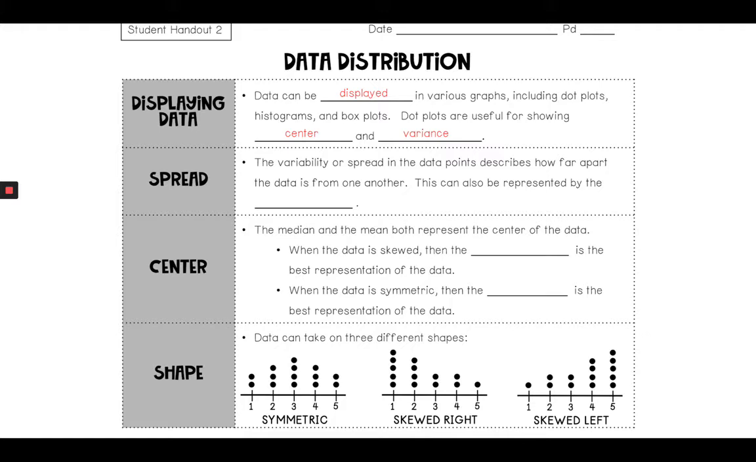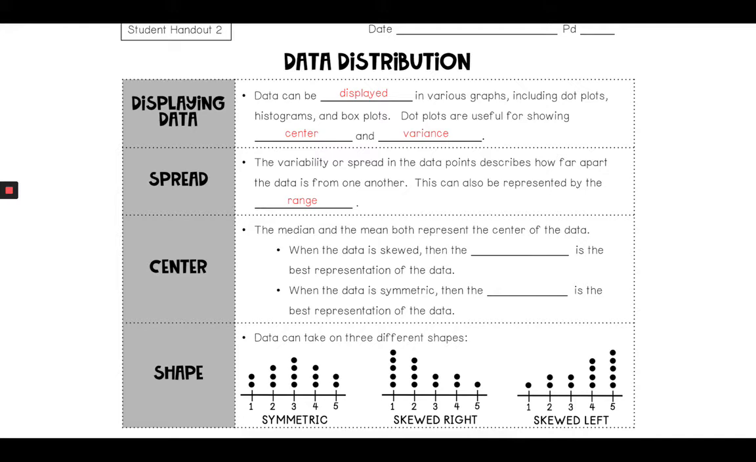Dot plots are useful for showing centers and variance. What that means is finding out where the center is and then how different the data looks. So center and variance. Then we have the spread. The variability or the spread in the data describes how far apart the data is from one another. This can be represented by the range. If you recall, to get the range, you take the highest number minus the lowest number, and that'll tell you the range of your data. The smaller that range, the closer they are together; the larger, the further they're apart.